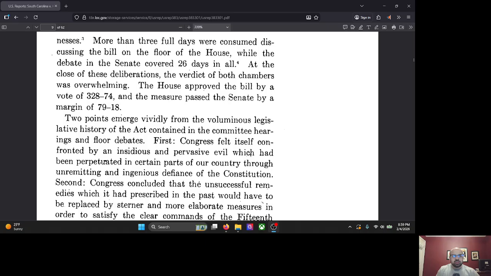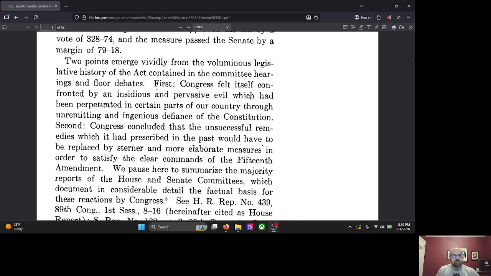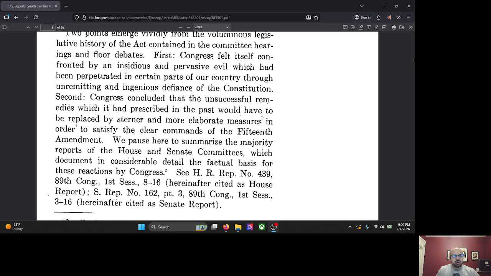2 points emerge vividly from the voluminous legislative history of the Act contained in the committee hearings and floor debates. First, Congress felt itself confronted by the insidious and pervasive evil which had been perpetuated in certain parts of our country through unremitting and ingenious defiance of the Constitution. Second, Congress concluded that the unsuccessful remedies which it had prescribed in the past would have to be replaced by sterner, more elaborate measures in order to satisfy the clear commands of the 15th Amendment.